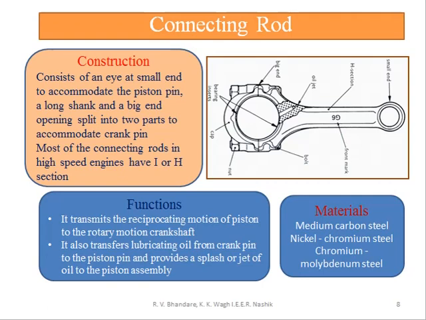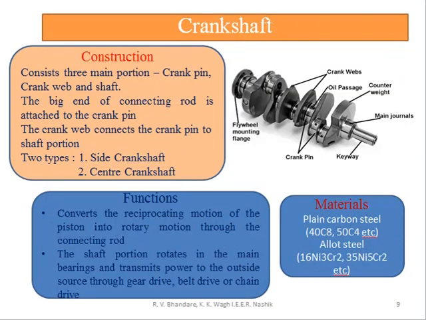What materials are basically used for the connecting rod? Nickel chromium steel, medium carbon steel, chromium molybdenum steel. These are the different materials basically used for the connecting rod. The next component is the crankshaft. In the crankshaft, the crank pin, crank web and shaft are the components.